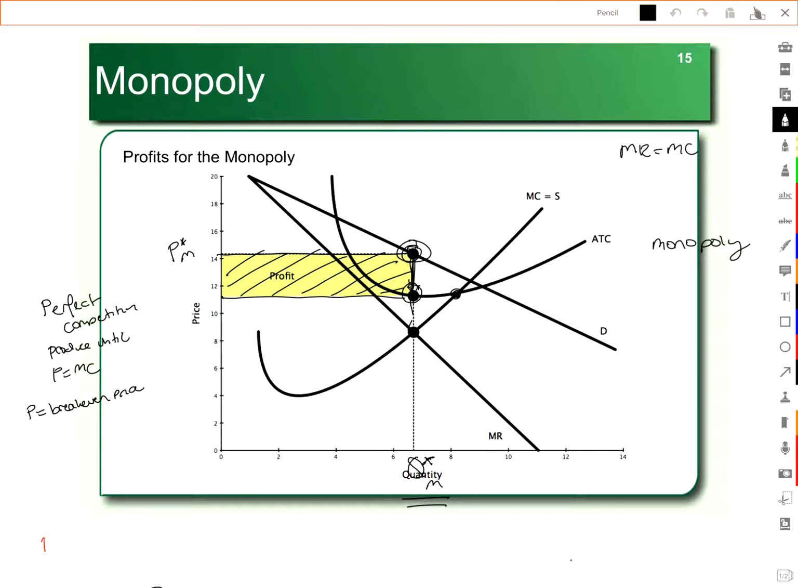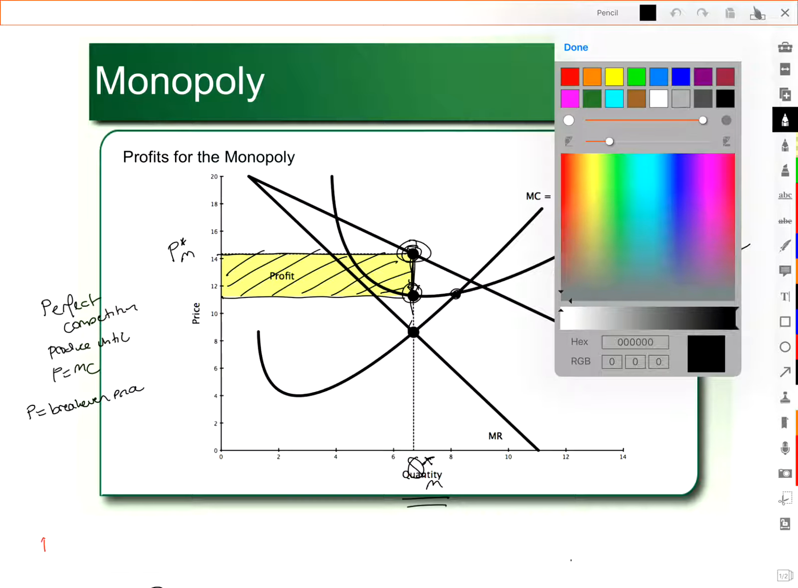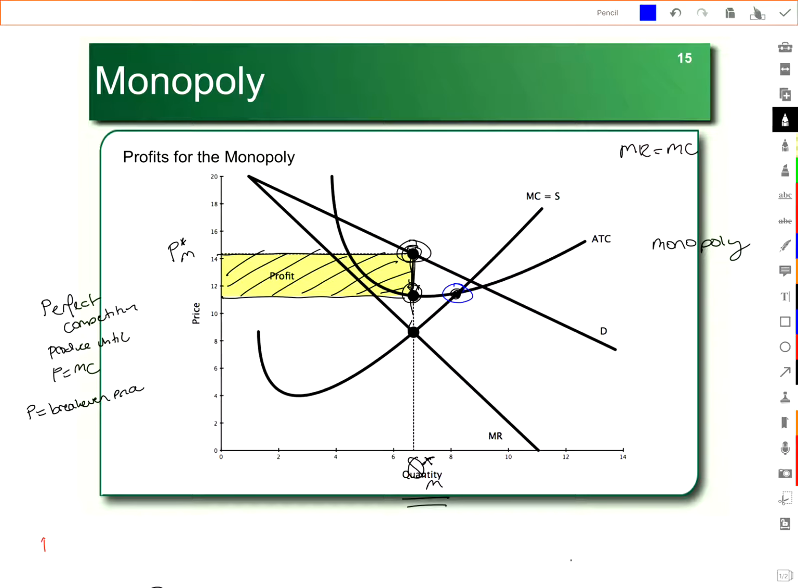Let's see if I can get this to show up here. Let's change this color. That would be here at that minimum average total cost. So notice that the monopoly produces a lower quantity than the perfectly competitive market, right? It's not this quantity here, it's less. Okay, and in the perfectly competitive market, in the long run, we end up at that break-even price, which should be the lowest point on the average total cost curve. Okay, should be down here.